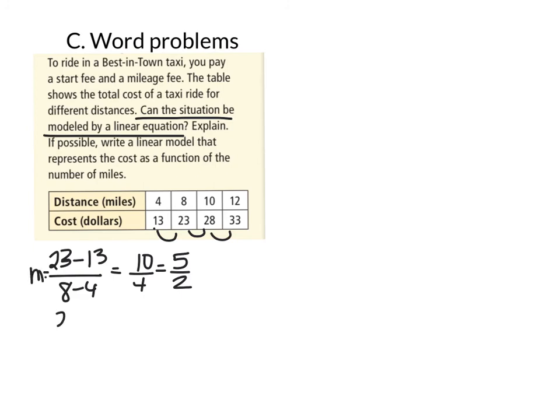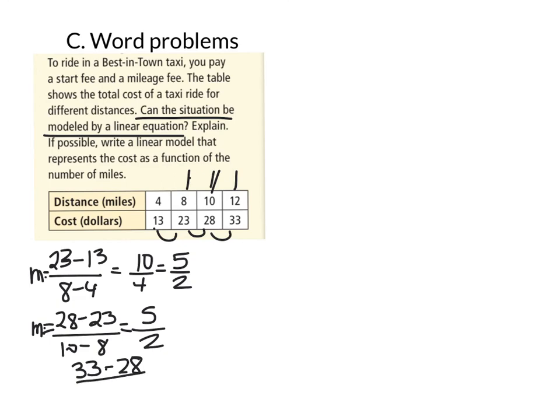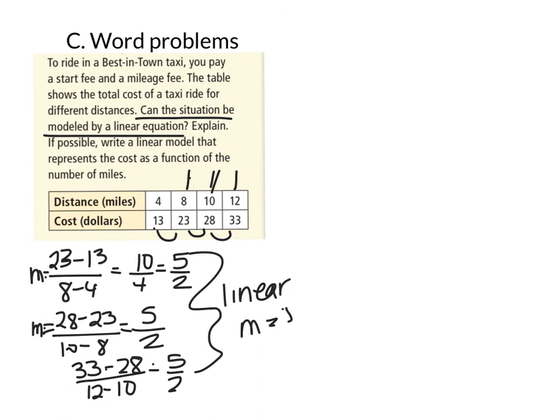The next two is 28 minus 23 over 10 minus 8. So I'm doing these two next. And then that's 5 over 2, same slope. So far it's looking good. Now the last two have to match. 33 minus 28 over 12 minus 10 is also 5 over 2. So because all my slopes are the same here, it's linear. And we know m is 5 halves.